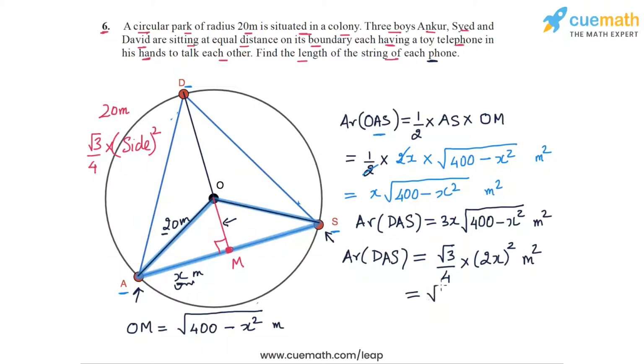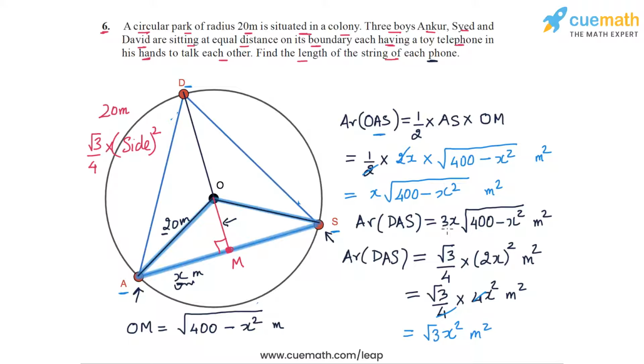So how much is this? We have root 3 by 4 into 4x square meter square. So the 4's cancel out and we get root 3 x square meter square. Now here comes the key idea behind the question, behind the solution.